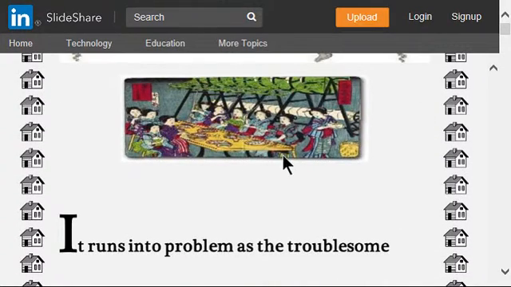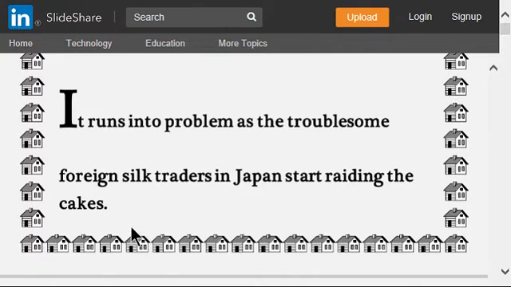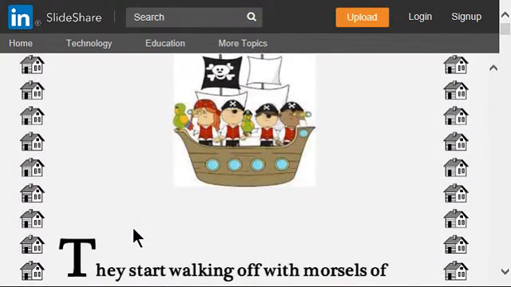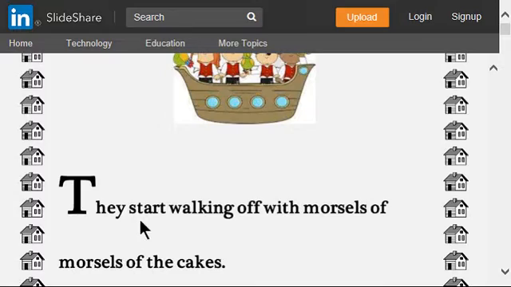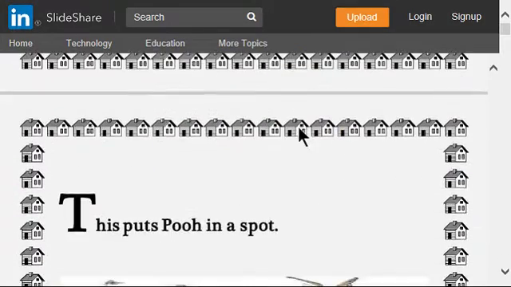It runs into problems in Japan because the troublesome silk traders start trading cakes. They walk off with morsels of cakes. They pirate it. This puts Tigger in a spot.